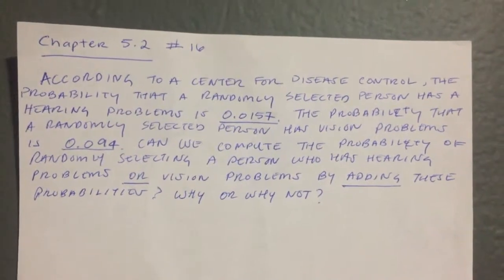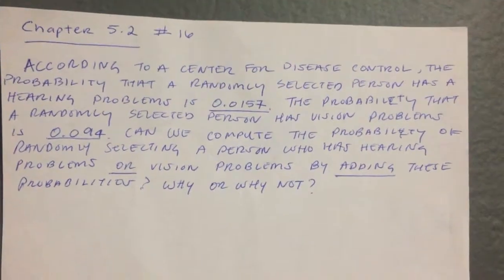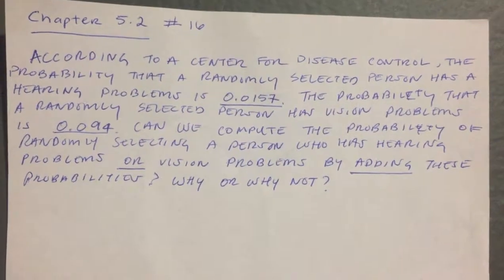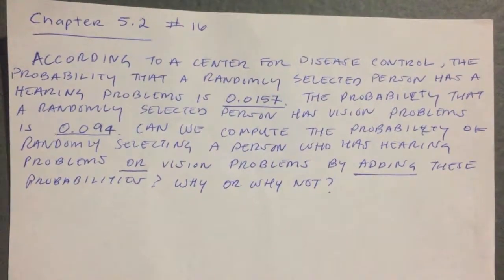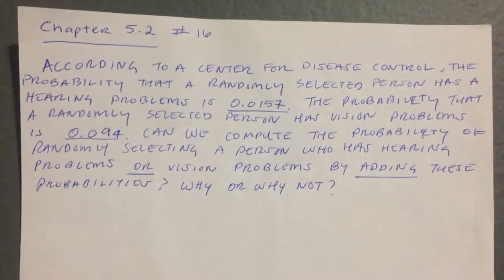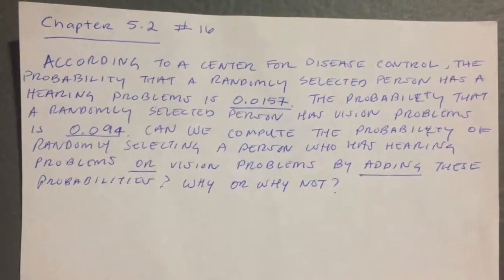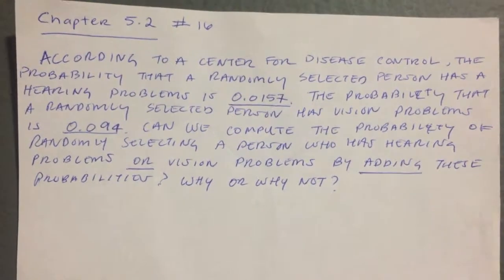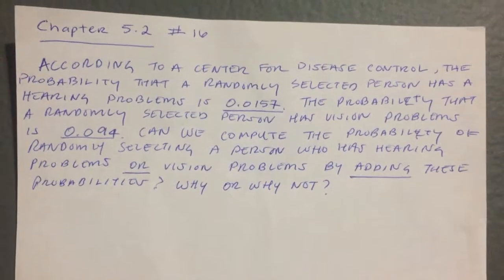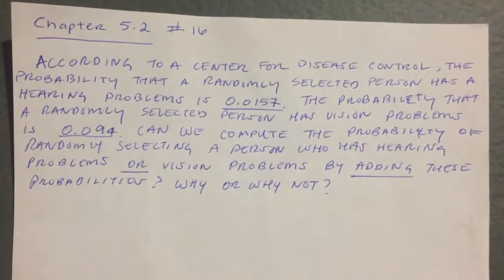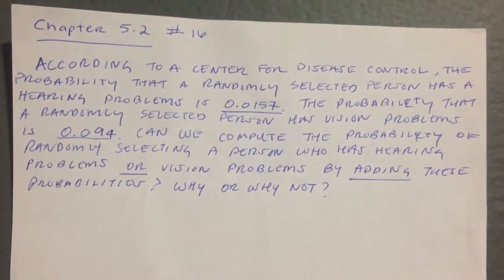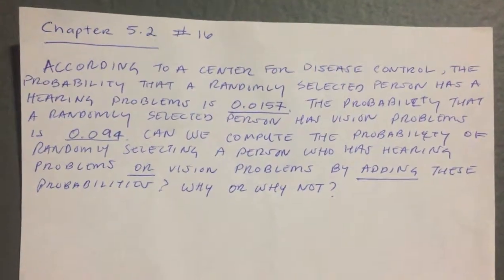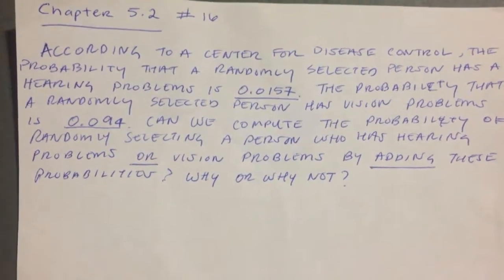My question was on chapter 5.2, question number 16 on the online homework. The question states, according to the Center for Disease Control, the probability that a randomly selected person has hearing problems is 0.0157. The probability that a randomly selected person has vision problems is 0.094. Can we compute the probability of randomly selecting a person who has hearing problems or vision problems by adding these probabilities? Why or why not?